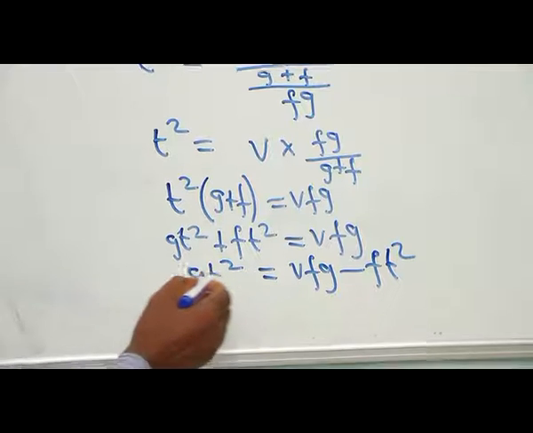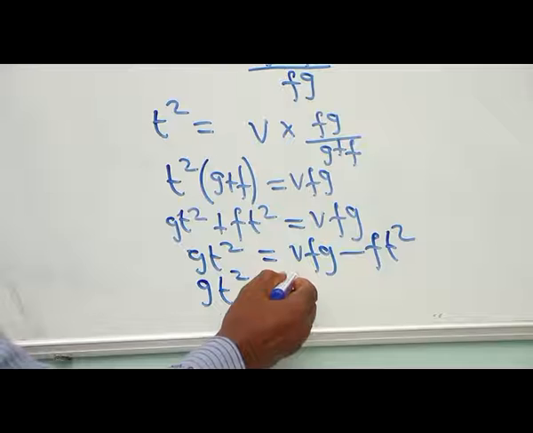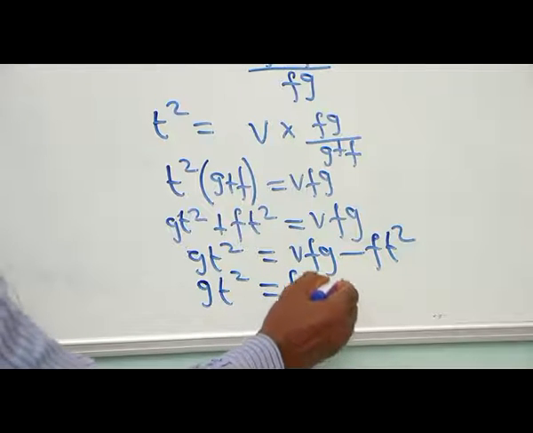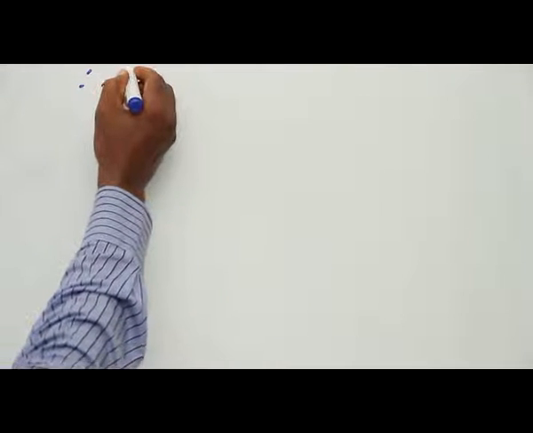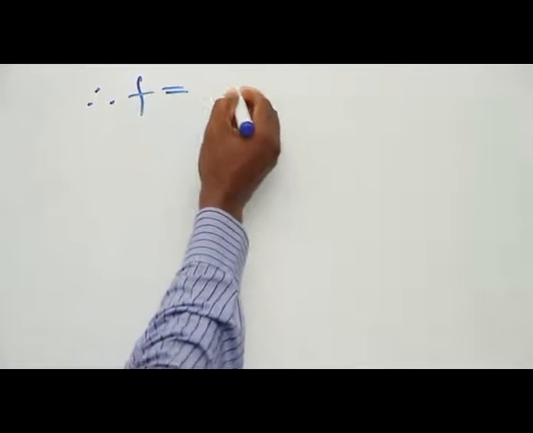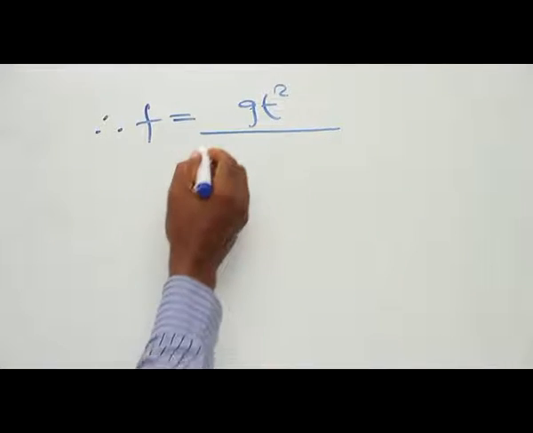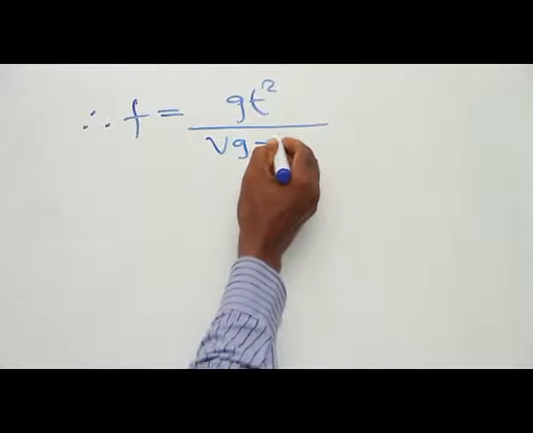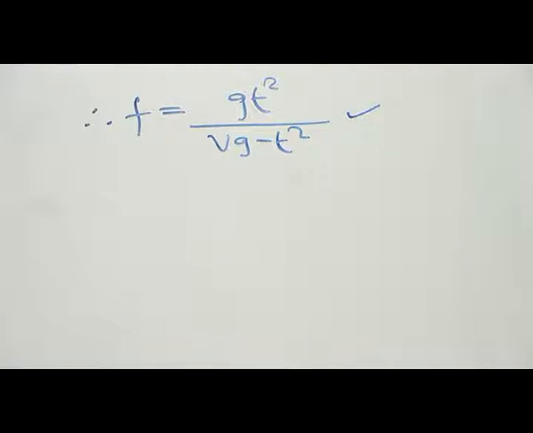Alright. So we now factorize the right hand side. We now have g t squared is equal to f is common, remaining vg minus t squared. We close the bracket. From that level, we can now say therefore our f will be equal to g t squared all over vg minus t squared. And this is what is expected of you as the result of making f the subject of the formula.